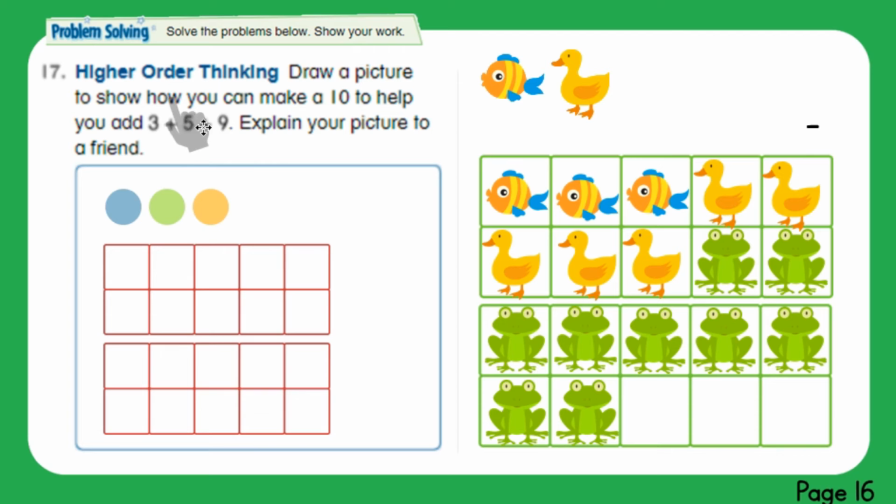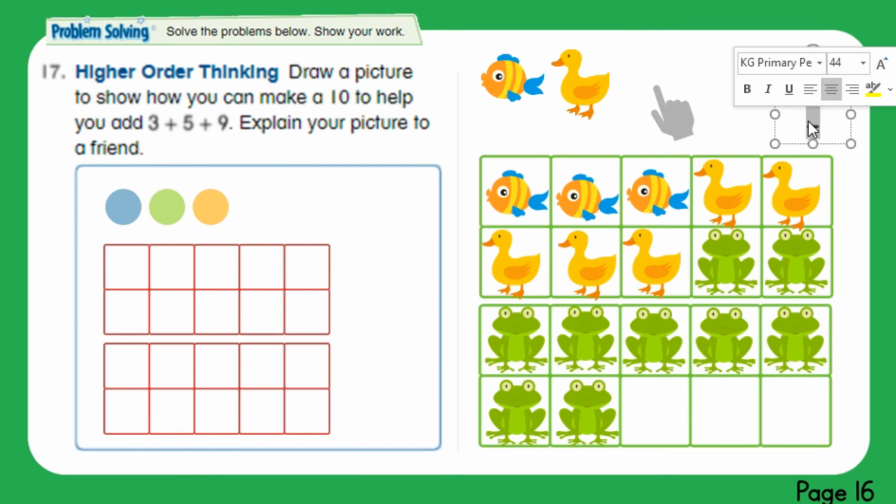Now I have to see how many there are all together. I can easily see from here that this is the 10. So I'm just going to count on after 10. So this is 10, 11, 12, 13, 14, 15, 16, 17. Now I know that the sum of 3 plus 5 plus 9 will be 17. So I'm just going to type the answer 17 here.